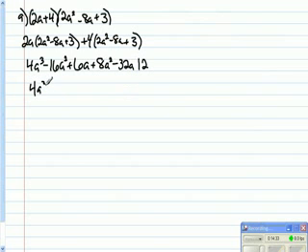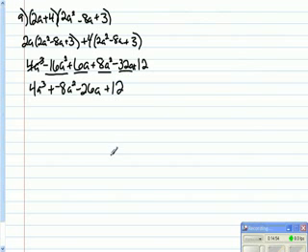Okay, I don't have anything to go with the 4a to the third. I have a negative 16a squared and a positive 8a squared. Oops, it's going to be negative 8a squared. I have a positive 6a and a negative 32a. That's negative 26a. And I should have a plus 12 there, sorry. Plus 12 will go down there.